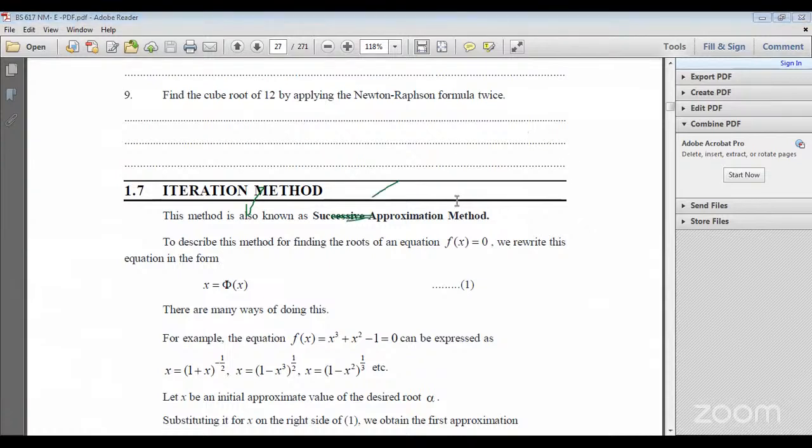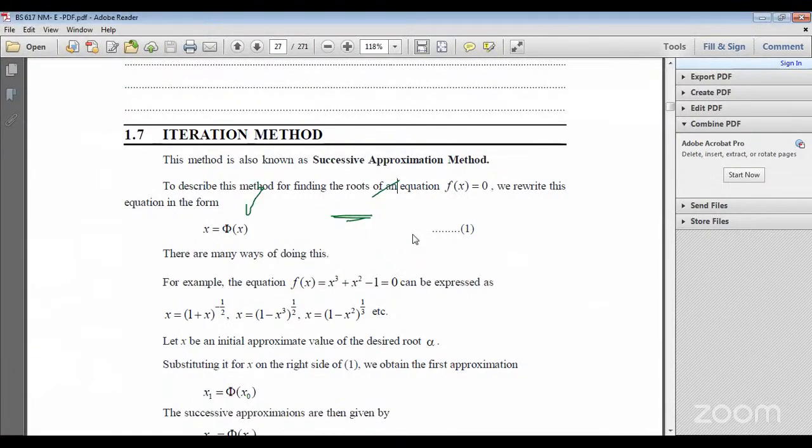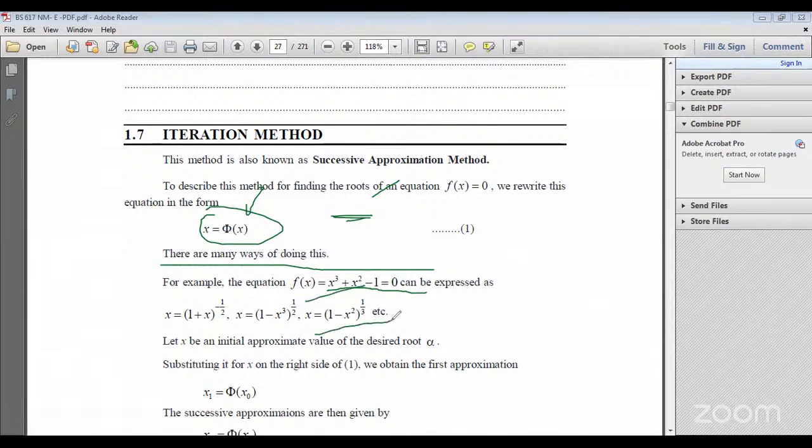In the iteration method, this method is also known as the successive approximation method. They describe the method of finding the roots. Here f(x) = 0 is written as x = φ(x), for example 1 plus x whole power 1 by 4, 1 minus x whole power 1 by 2, 1 minus x square whole power 1 by 3. That will be the initial approximate value of the desired root.